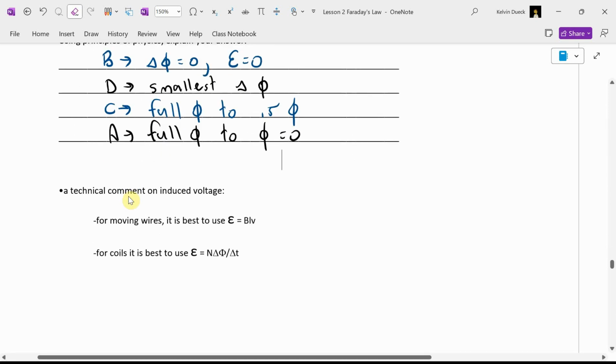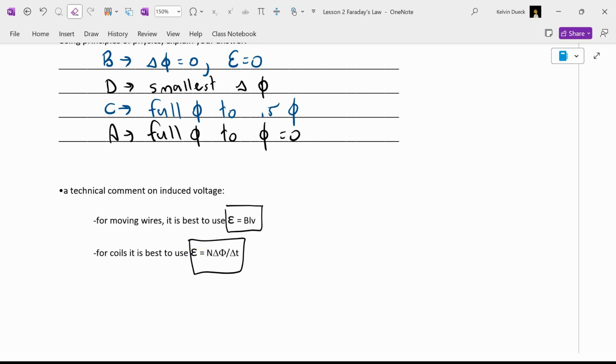So technical comment, for induced voltage, if you're being asked to find an induced EMF, if it's a single rod or wire being pulled through a magnetic field for moving wires, use BLV. For coils, use Faraday's law. You can figure out a way to turn that second one into the first one. It contains it. It's a pain. I would just say, oh, use the easier version.